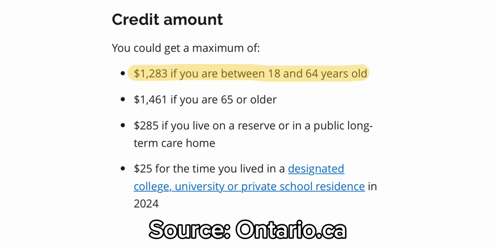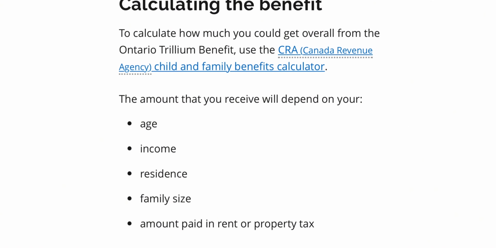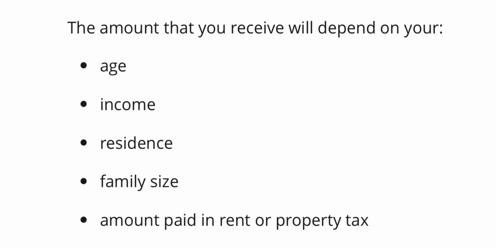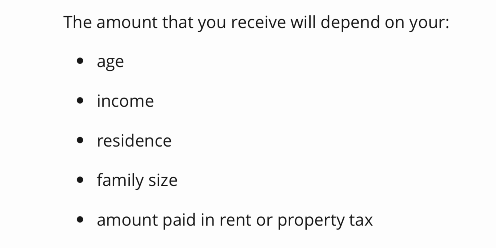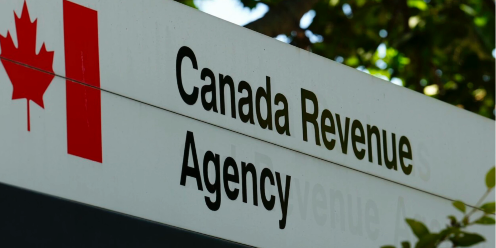You could get up to $1,283 in the current benefit year, but that depends on your household income and how much rent or property tax you paid. There are a lot of other factors that get taken into consideration on how much your entitlement would be, but that is not the purpose of this video. The CRA will do the calculations for you once you apply.